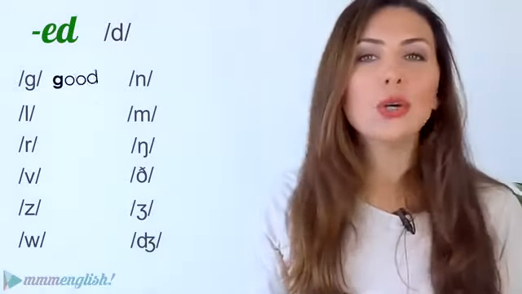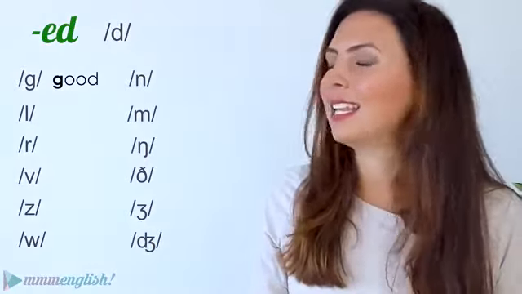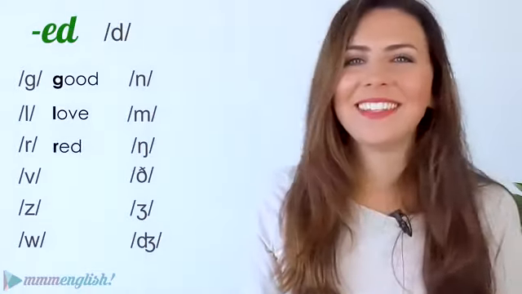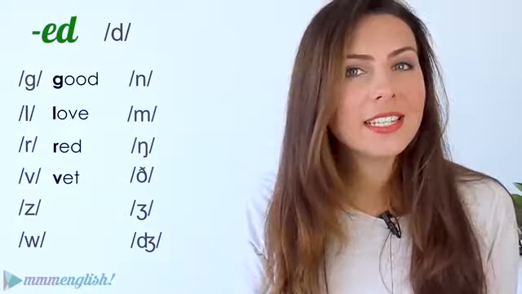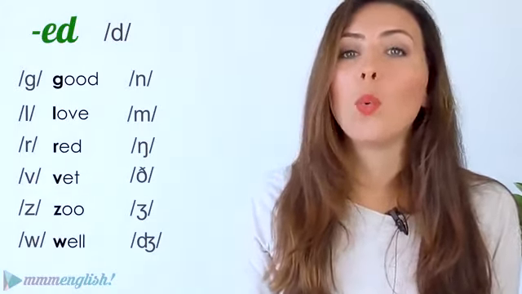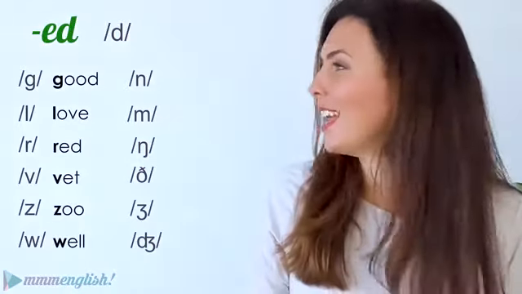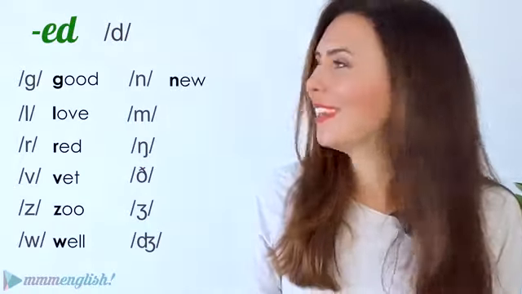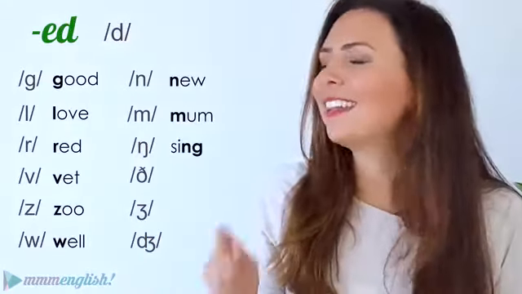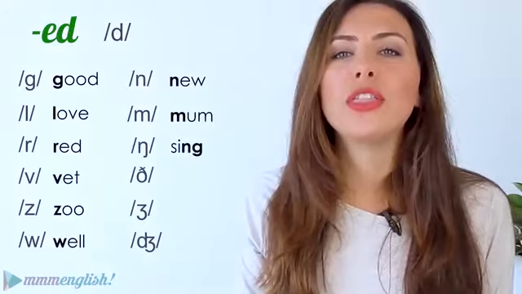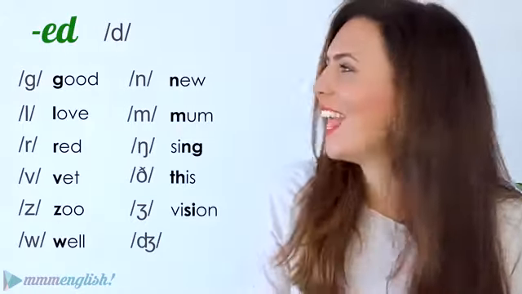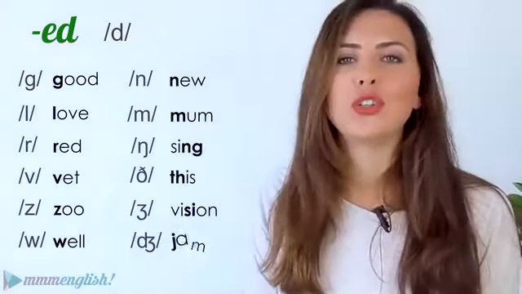G as in good, L as in love, R as in red, V as in vet, Z as in zoo, W as in well, N as in new, M as in mum, NG as in sing, TH at the end, V as in this, ZH as in vision, and J as in jam.